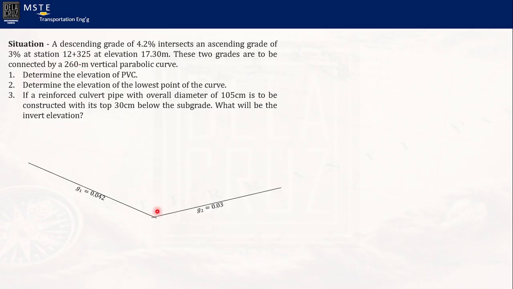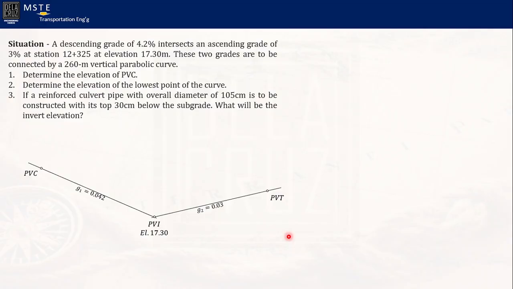So ito yung point of intersection nila. So we have here the elements. We have here the point of curvature, or sometimes we call that point of vertical curvature. Ito naman is the point of vertical intersection, and it is stated here that the elevation at this point of intersection is 17.3 meters. And we have here the point of tangency, or PVT, point of vertical tangency. Actually, the same lang siya sa simple curve sa surveying natin.